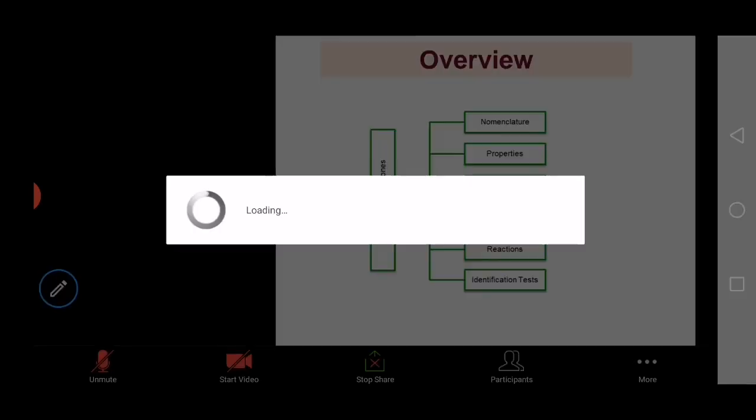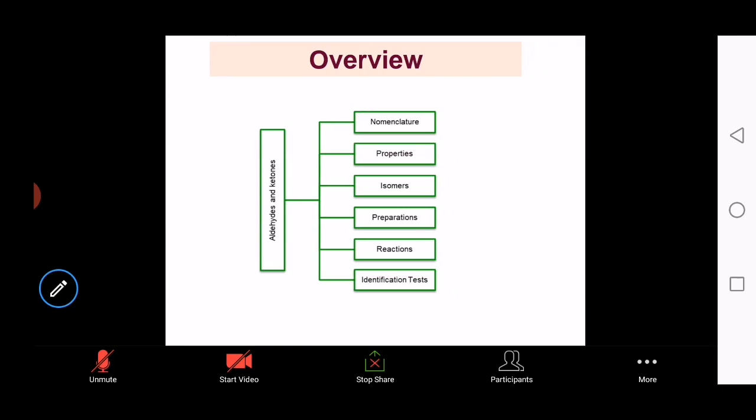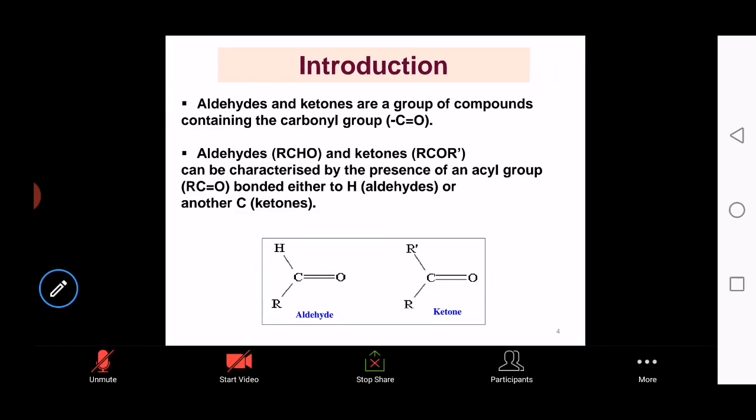Okay, and then next slide, this is the overview for this chapter. So, we continue to the introduction. Aldehyde and ketones are a group of compounds containing the carbonyl group, C double bond O. Carbonyl group is C double bond O. So aldehyde and ketone contain this group, C double bond O. Aldehyde, RCHO, meaning RC double bond O, H. And ketone, RC double bond O, R.